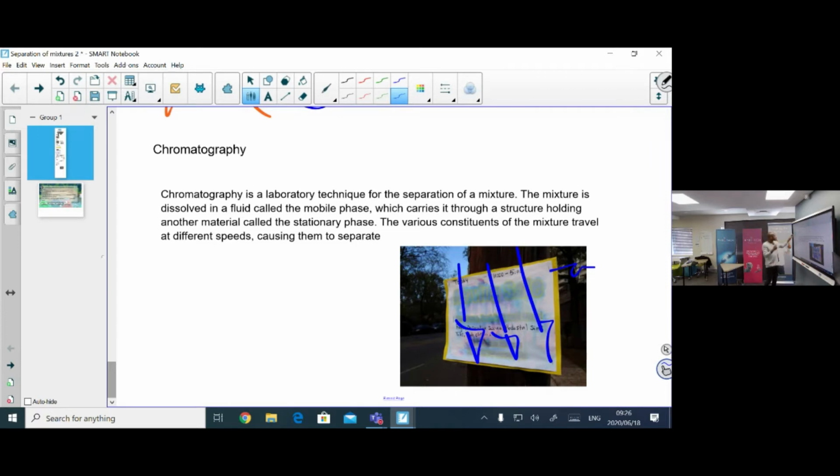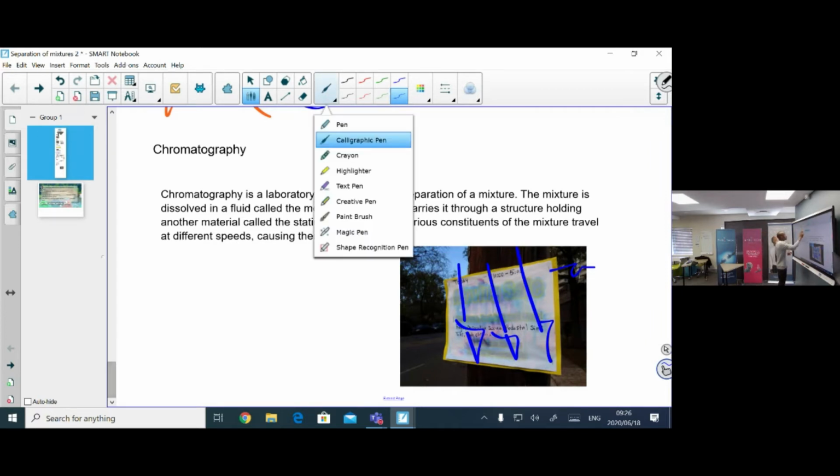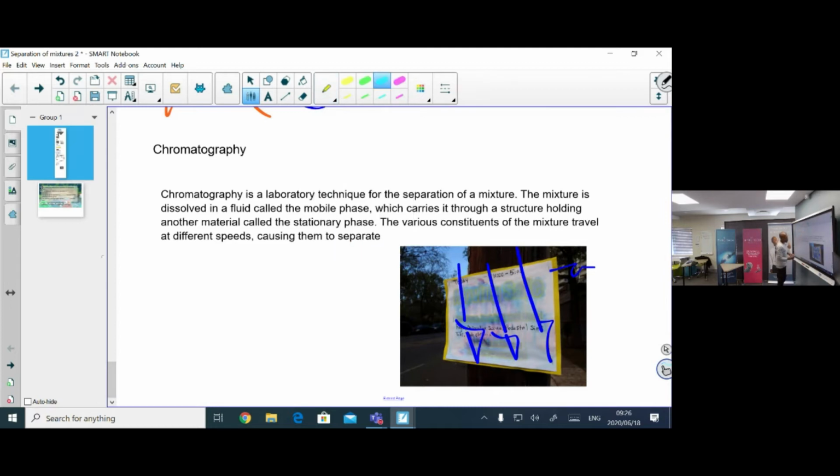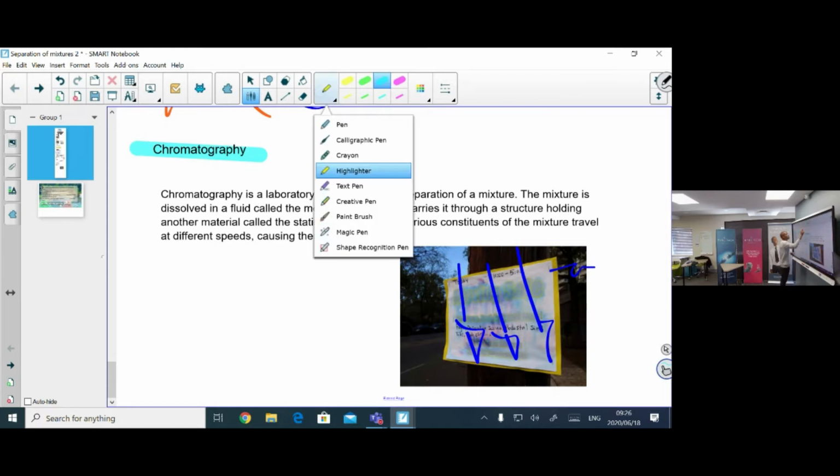It's because of this particular separation method called chromatography. Chromatography, yes. It's a technique in which you can separate colors or fluids because you can run through a liquid in a mixture. So here are our colors.